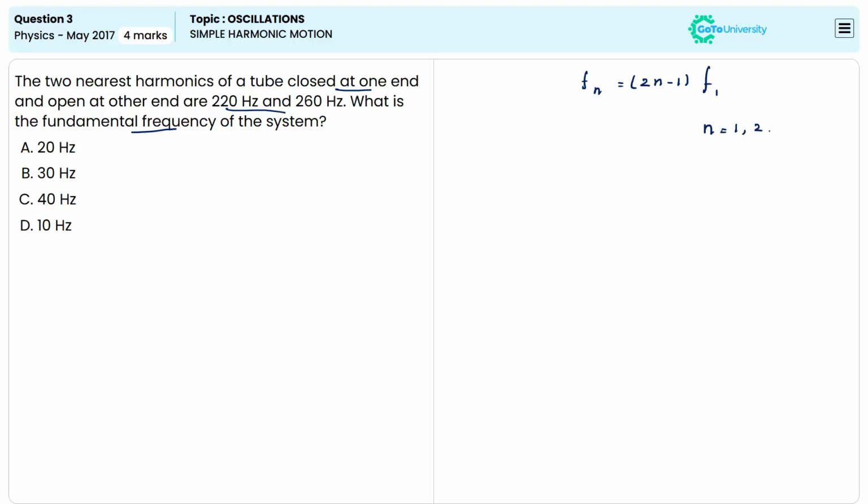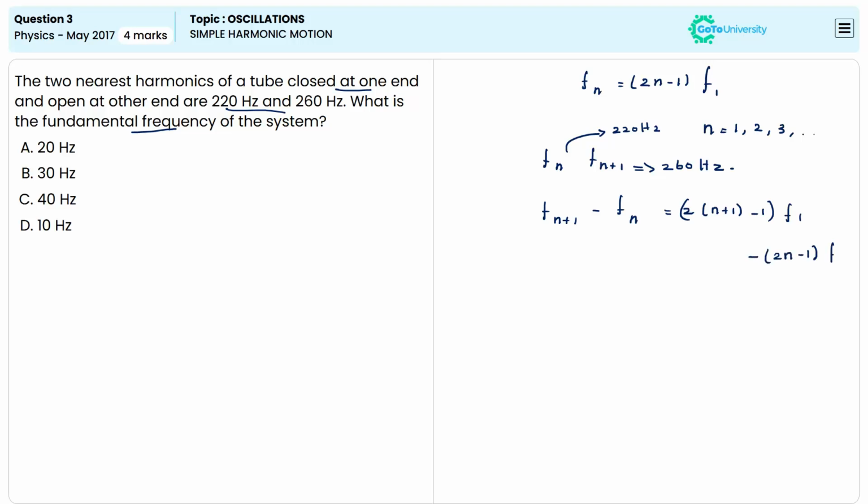Let the two nearest harmonics be taken as Fn and Fn plus 1. Consecutive harmonics will give us the value of fundamental frequency. So we can write Fn plus 1 minus Fn will be equal to (2n plus 1 minus 1) times F1 minus (2n minus 1) F1.